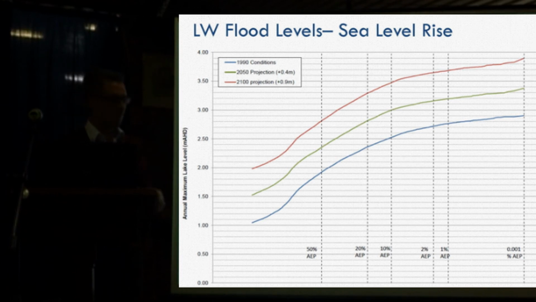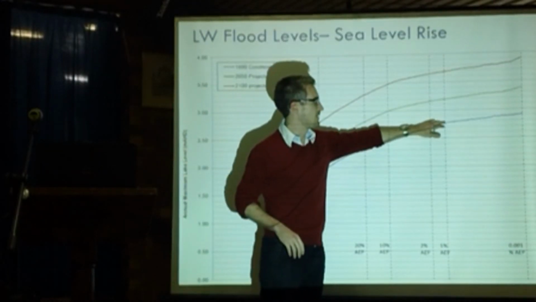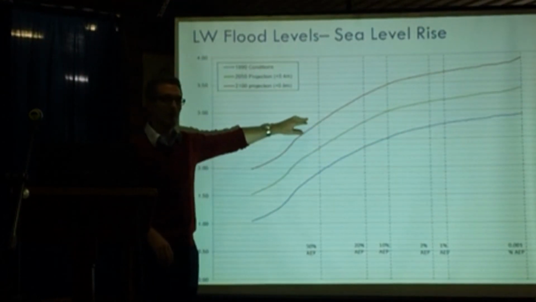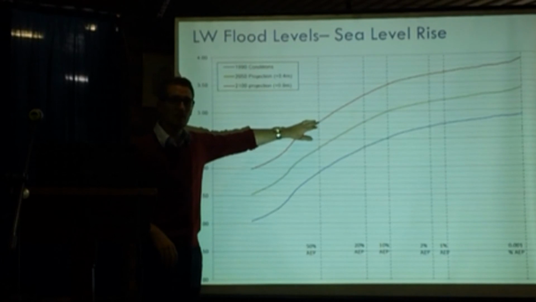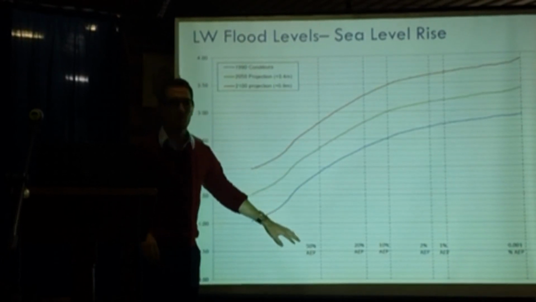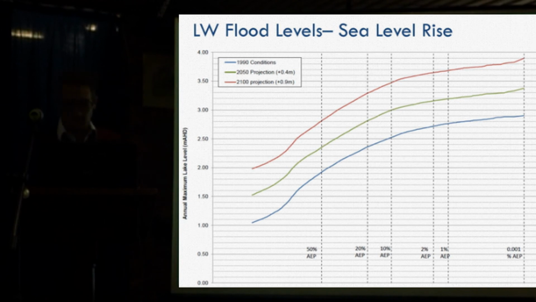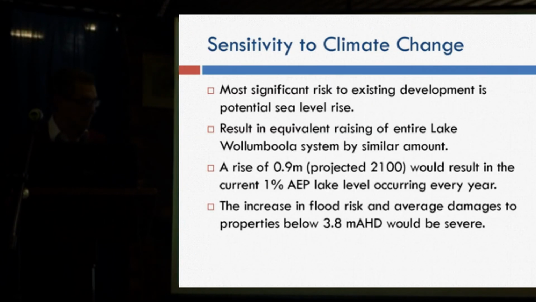And one of the key ways to bring home how dramatic that might be: we're talking over here about a 100-year level of 2.8. If we find under the 2100, 900 mil higher sea level rise scenario, we're getting that level over here, and that's more around your 50% chance every year. So that goes from being a 100-year type event to being a once every 2 years on average. So that is a significant risk, particularly to existing development that's below, say, 3.5 metres in Culburra Beach.